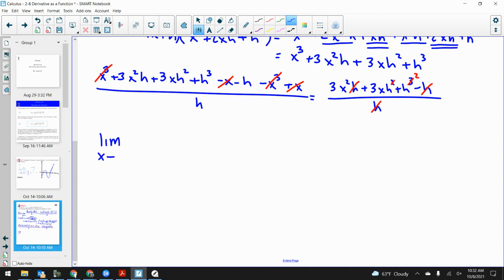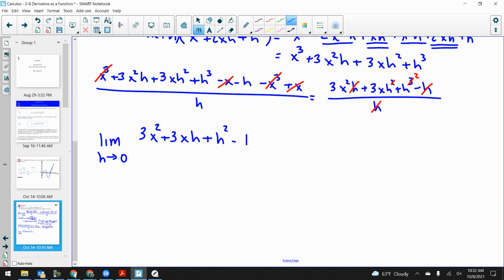The limit as h goes to 0 of 3x squared plus 3xh plus h squared minus 1. Remember, that's a 1 right here. H divided by h, that's a 1. Be careful with that. That doesn't just go away.